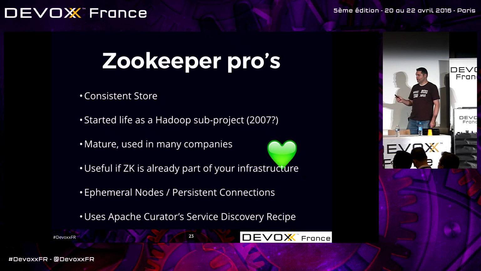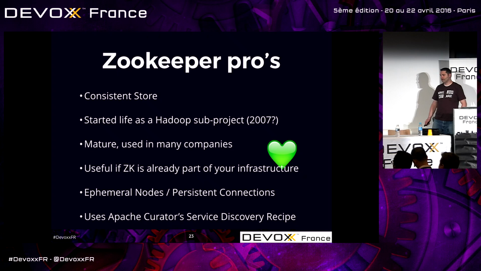Curator is a library that started at Netflix that has a service discovery recipe. That's what we use. Donated by a Polish company with one of its architects that now works for us on Spring Cloud. Nice guy if you ever meet him.